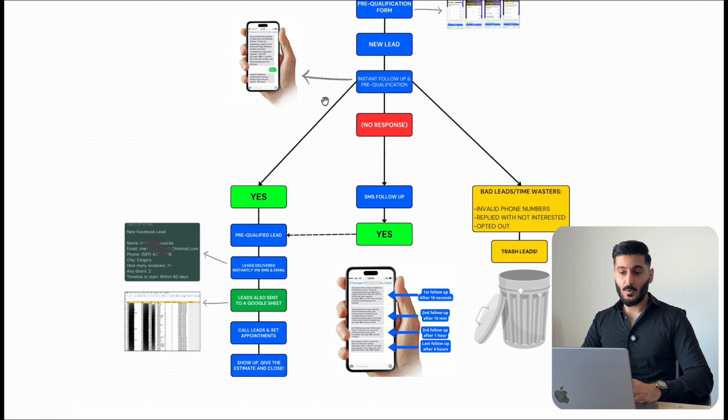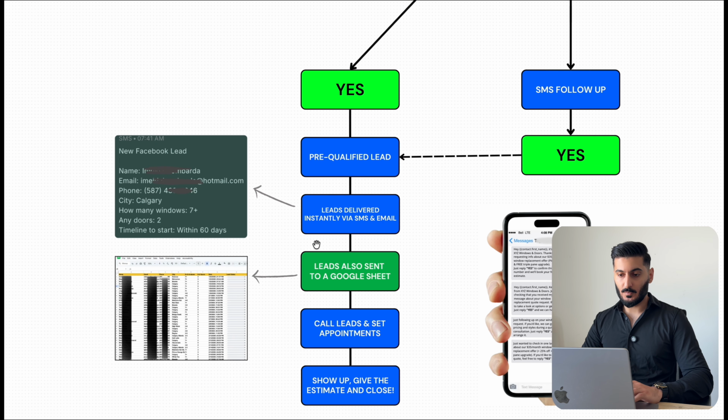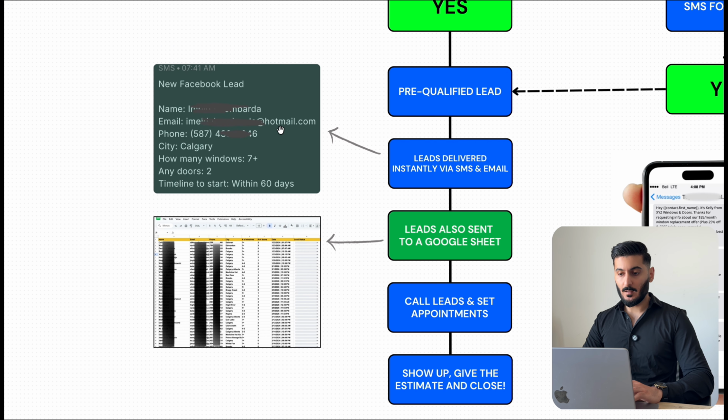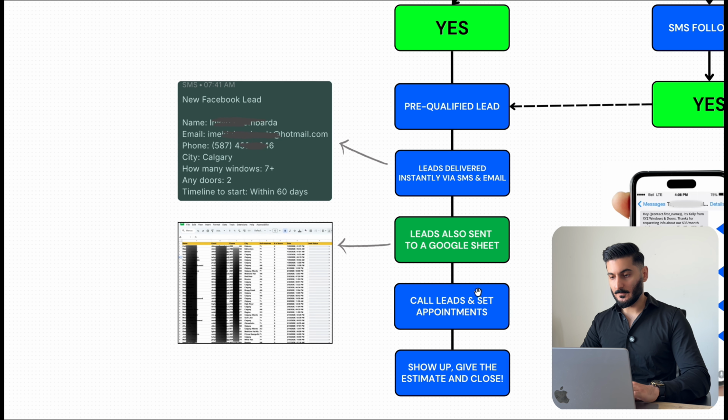3 things could happen. Number 1 is they reply with a yes, which is great. We're going to count them as a pre-qualified lead. We're going to send that lead over to our end client instantly via SMS and email. The leads also get sent to a Google Sheet so we can keep track. And right after that, the client will call the lead, book the appointment, and take it from there.